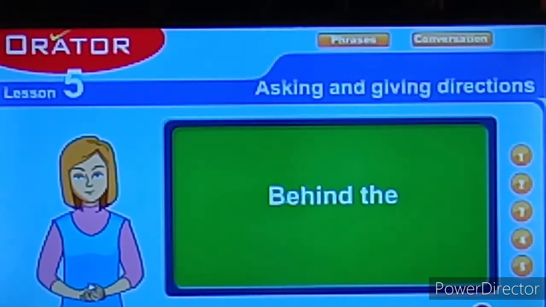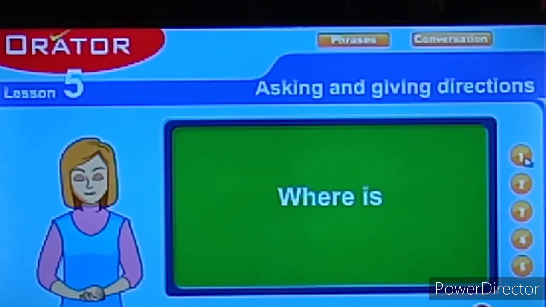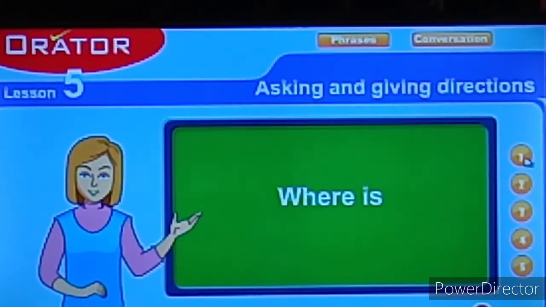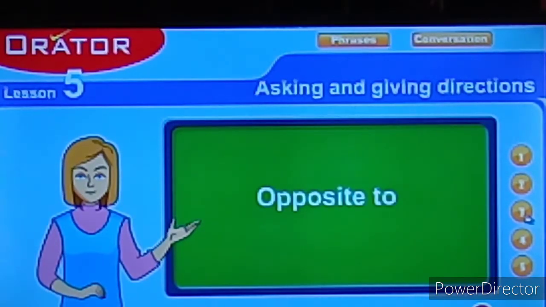So what are the phrases? The first one is, where is? Where is that place? Second one, near the. Near the temple or near that store, like that you can say. Next one, opposite to. Opposite to that flat or opposite to that shop. Like that you have to say.